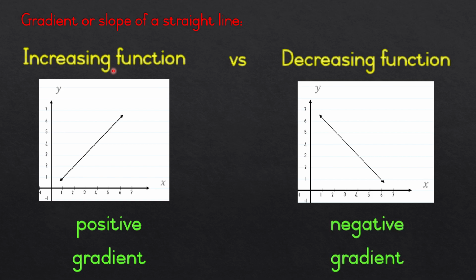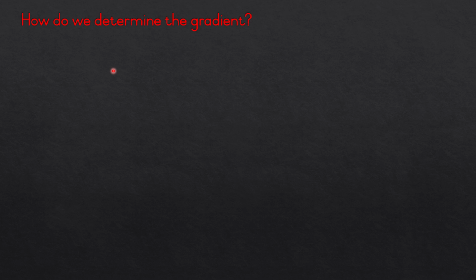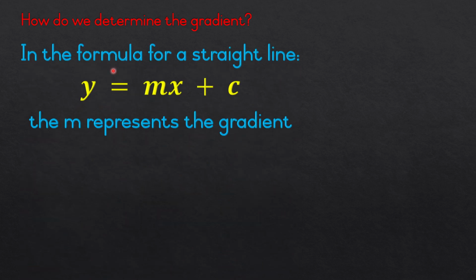Now you're going to tell me, but where is this? Where am I going to see if it is positive or negative? Well, the gradient is in the formula. So in the formula for a straight line, y equals mx plus c, if it is in that format, then the m represents the gradient. Here in front of the x, you will have the gradient. It can be positive, it can be negative, but whatever the x is being multiplied with, that is your gradient.